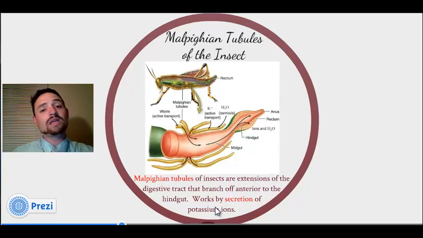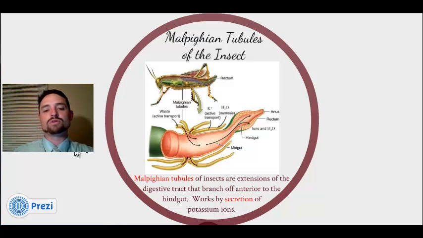Next would be the Malpighian tubules of the insect. Now this is an interesting adaptation because Malpighian tubules are extensions of the digestive tract. So they're connected to that digestive tract, and they surround these body systems. If you'll remember, insects have an open circulatory system, so these tubes are in these open system areas. And they work not by filtration, as some of the others have, but through secretion.